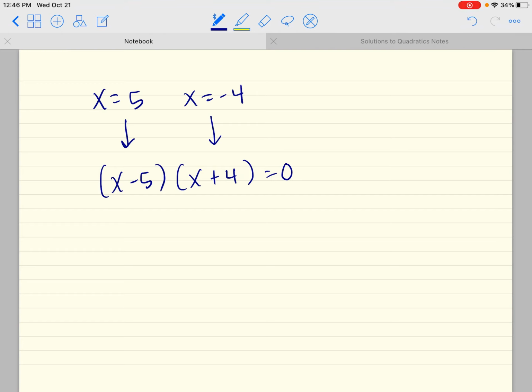Now, if those are the factors, that's the factored form of my quadratic equation, all I've got to do is multiply it out to get the standard form. So x squared plus 4x minus 5x, which leaves me minus 1x, and then minus 20 equals 0 is the quadratic equation that produces those solutions. Okay, so it might have sounded a little scary, but it's actually pretty easy.